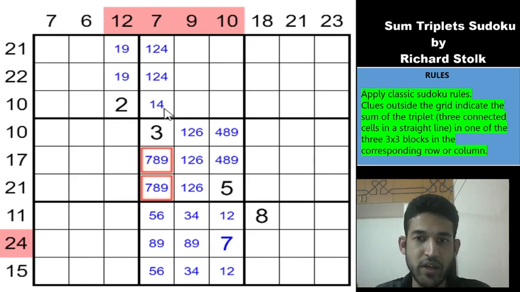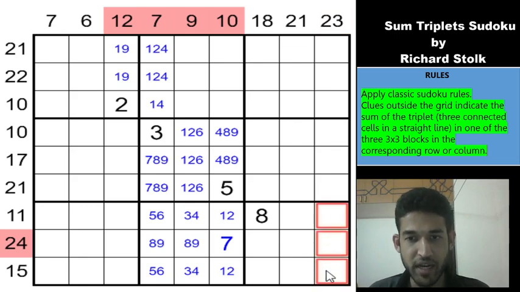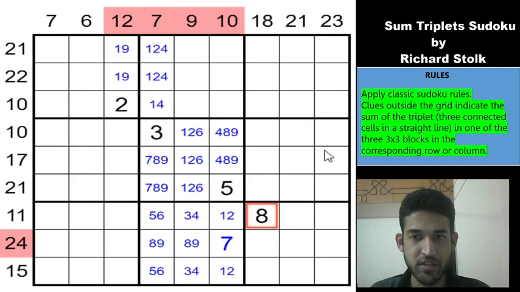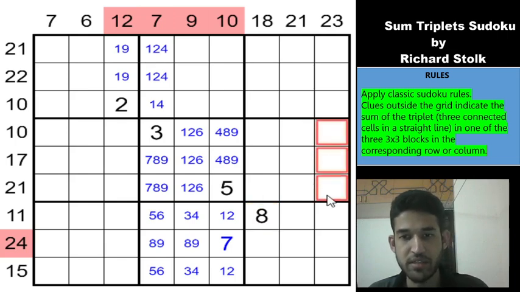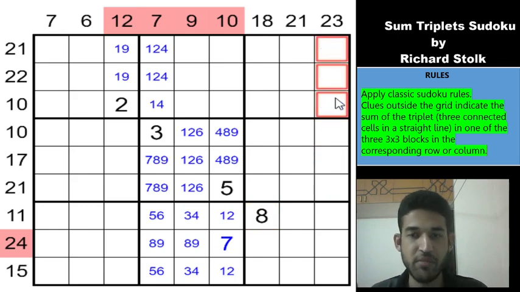So the next clue I think we can consider seeing is 23, because 23 has only one possible combination of digits, which is 6, 8 and 9. And I'm seeing that 23 is already eliminated from this box because of the 8. So now 23 has two options, either this way or this way. So we would have to see if we can eliminate one of the ways.